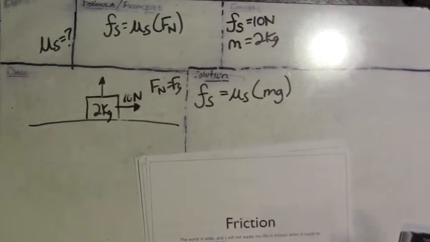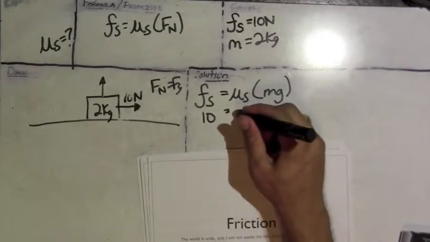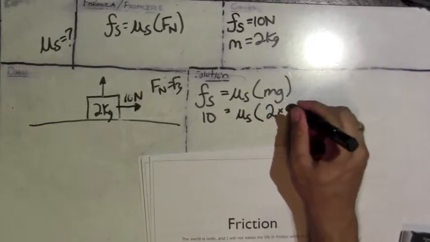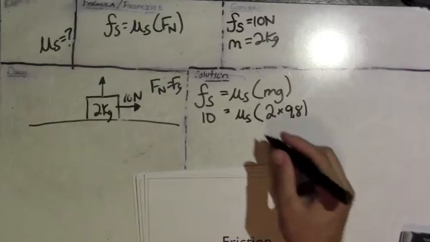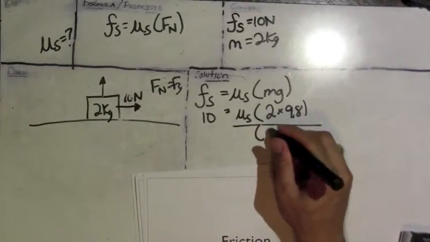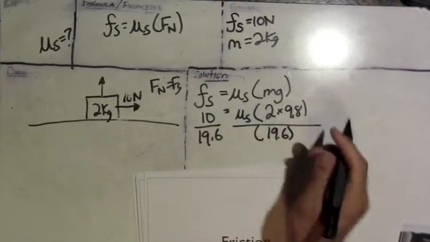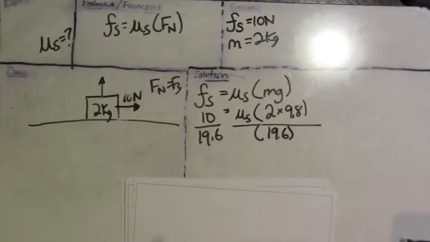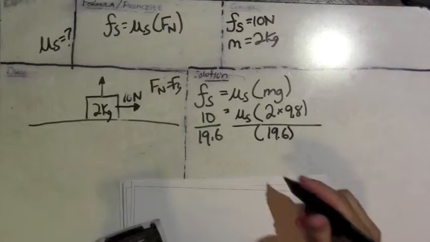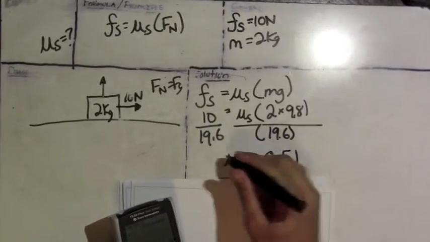So now we plug our numbers in and we can say, okay, I have 10 equals what I'm trying to solve for, and then 2 times 9.8. So I'm going to start to isolate μs, and how I'm going to do that is I'm going to divide both sides by 19.6. When I divide both sides by 19.6, I go to my calculator, 10 divided by 19.6, and it gives me a coefficient of friction of 0.51.